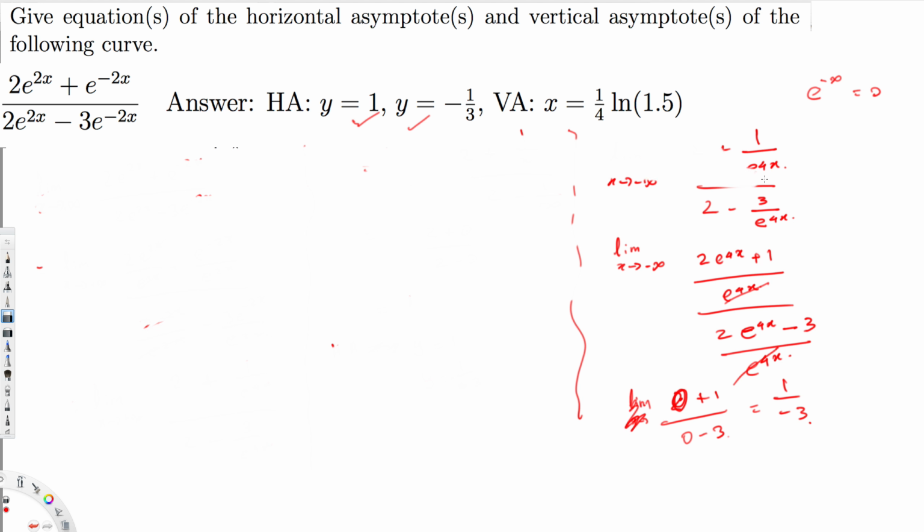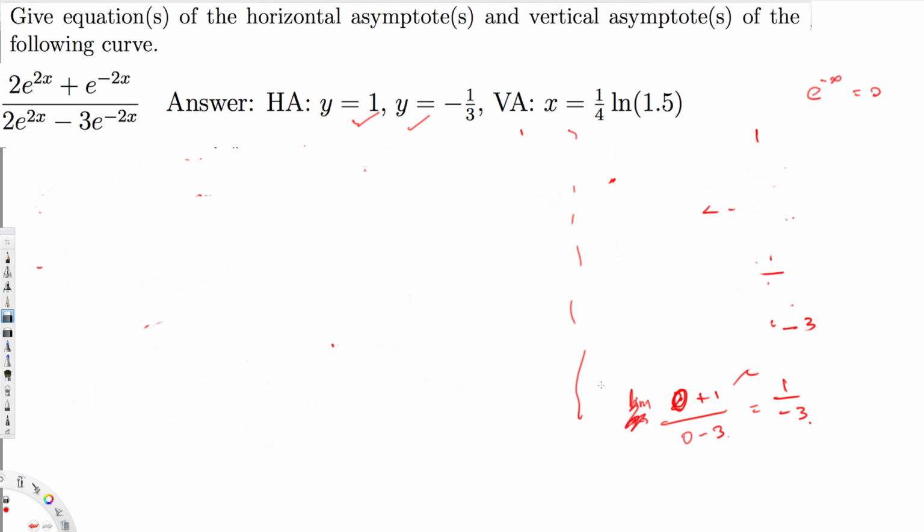Okay, so now we have enough space to do this question. The question is vertical asymptote. To find the vertical asymptote, we have to make the denominator equal to 0. So it's going to be 2e^(2x) minus 3e^(-2x) equal to 0.